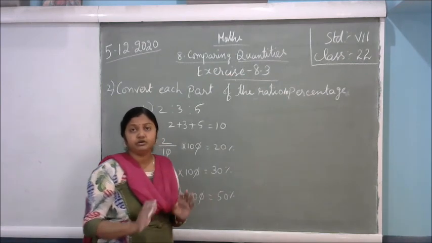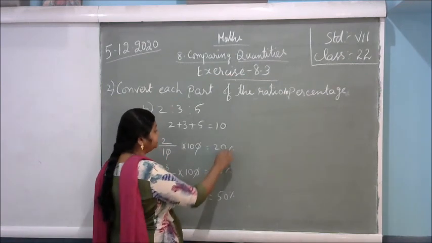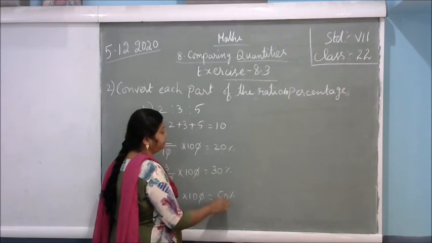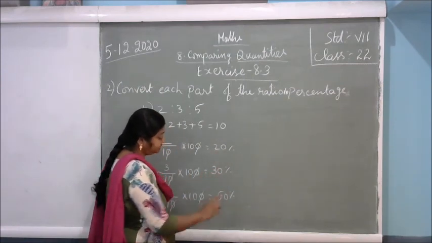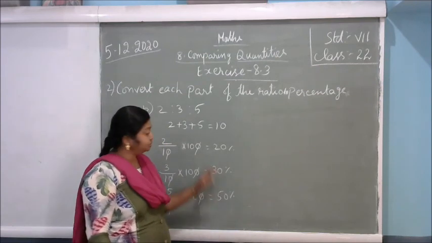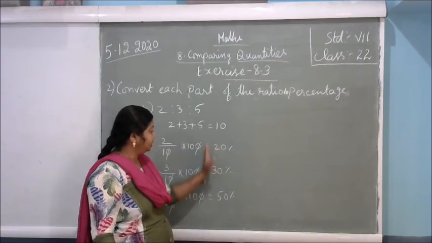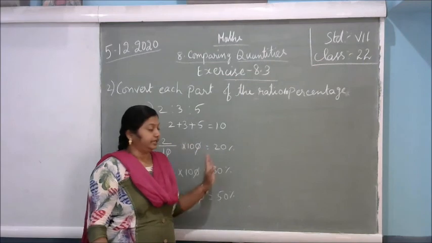Afterwards, to verify your answer, add all these numbers. 20 plus 30 plus 50 should come 100. Okay, 20 plus 30 is 50, 50 plus 50 is 100. So it's coming 100, no? So here, your parts and percentages are correct.